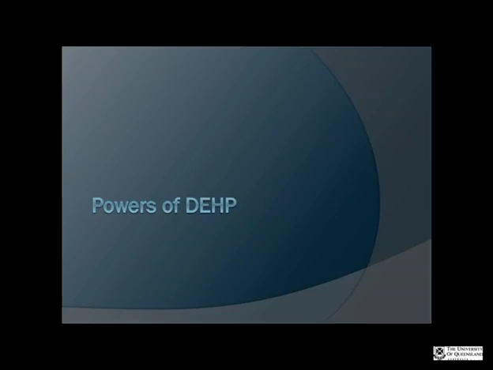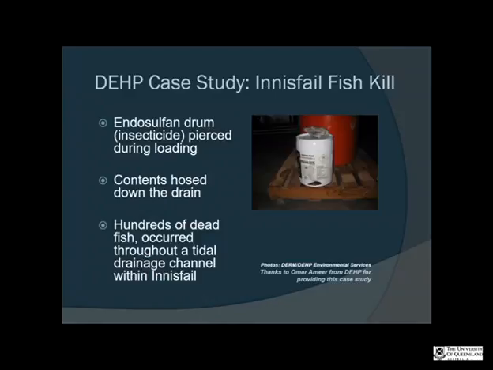Okay, so we're going to take a 10-minute break, and when we come back, we're going to talk about the powers of the environmental agency, and we're going to look at a case study that the Department of Environment gave to me, the Innisfail fish kill, and we're going to use that to look at the powers of the department in terms of investigating and prosecuting examples of pollution events. And if any of you have questions in the break, come down and ask me.